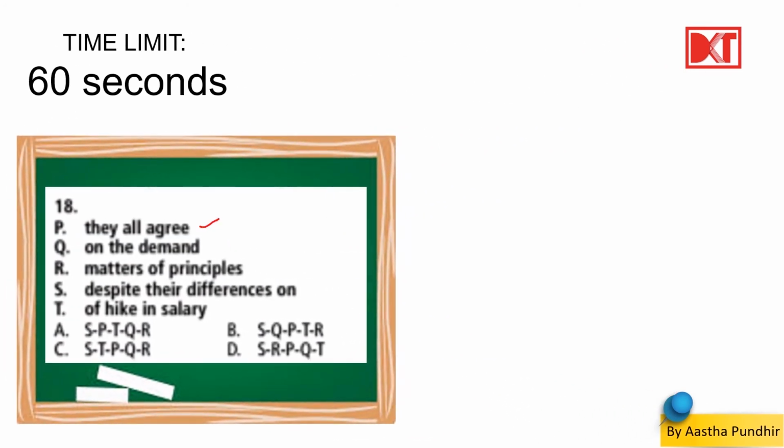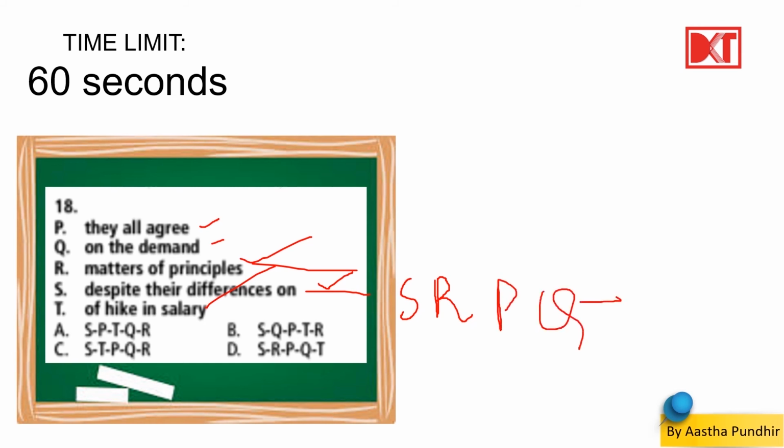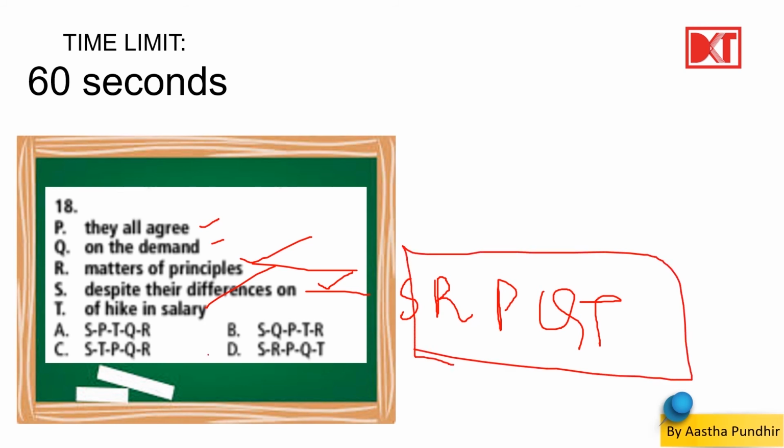They all agree on the demand matters of principle despite the differences on a hike in salary. Okay. So we start off with despite the differences on the matters of principles. Despite the differences on the matters of principles, they all agree on the demand of hike in salary. SRPQT. Correct answer is D.